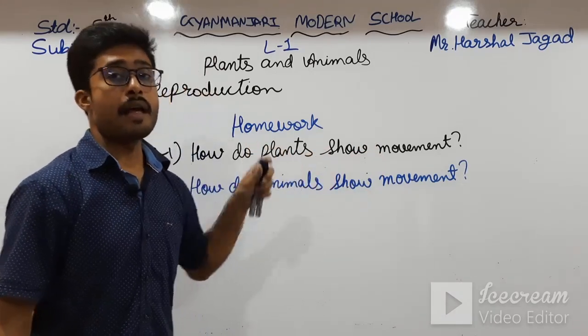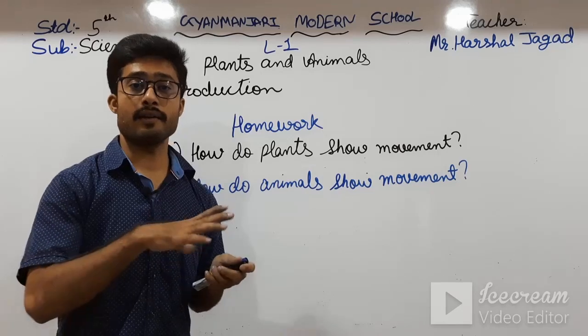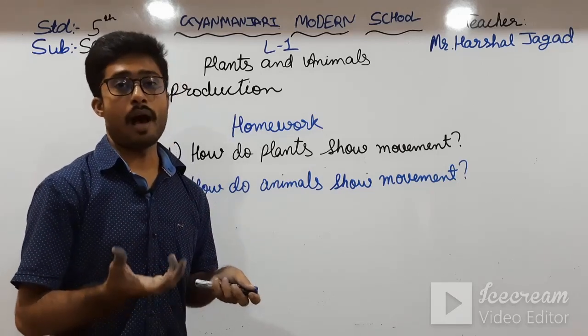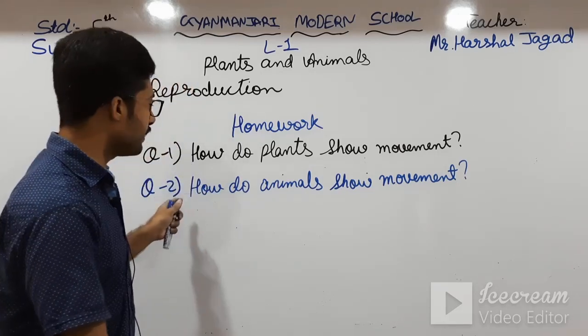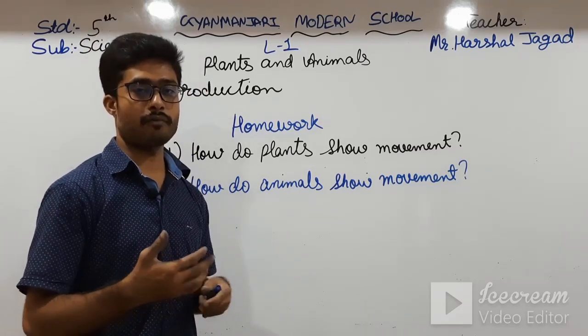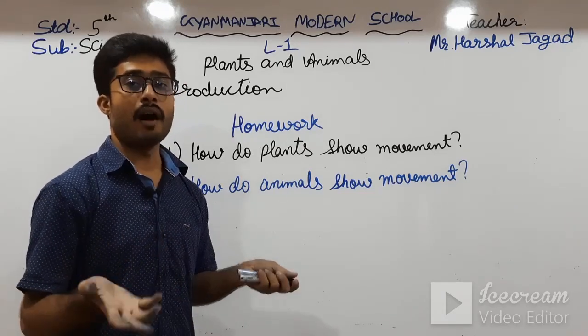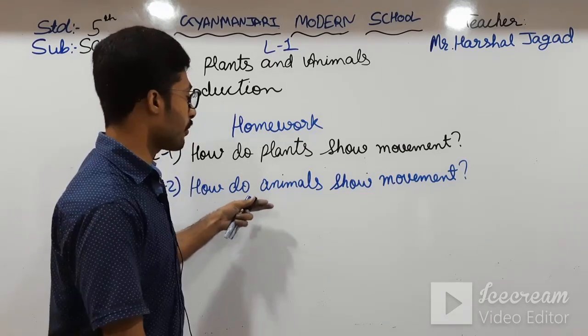Okay students, in question number 1 you have to write how the plant moves or how its movement happens, and in question 2, how animals show movement, meaning they walk from one place to another. They have legs, and birds have wings, that you have to write in this.